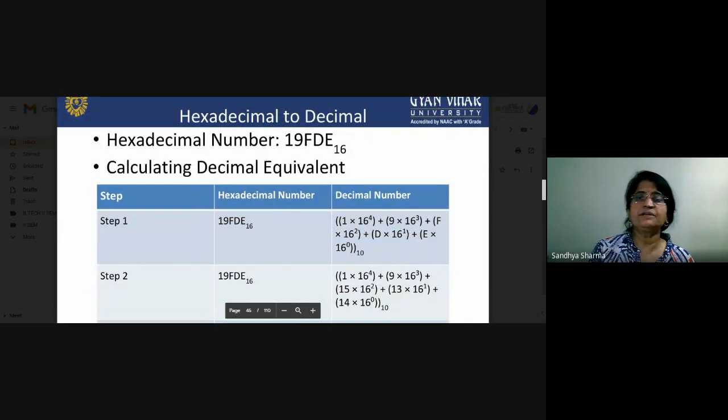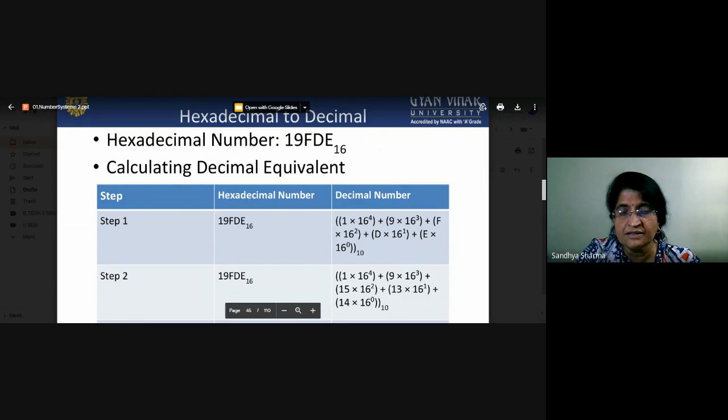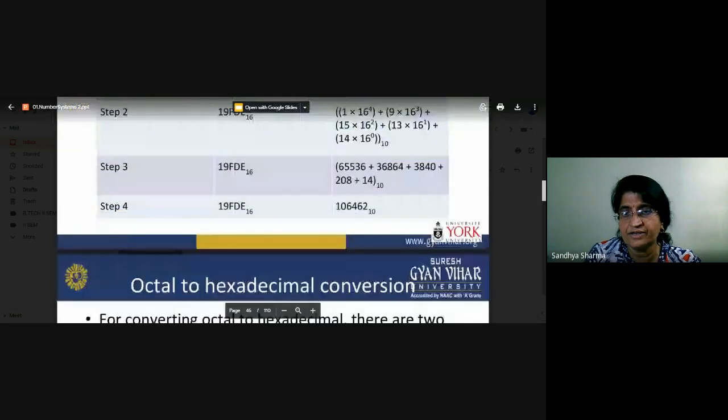Now hexadecimal to decimal representation means you are given a hexadecimal number. Suppose you are given 19FDE60, and this hexadecimal number you have to convert into decimal. The base of the hexadecimal number system is 16. So you multiply each digit by 16 to the power 0, 16 to the power 1, 16 to the power 2, 16 to the power 3 and 4. This is the basic construction for converting, and then you can convert it, and this is the final conversion.